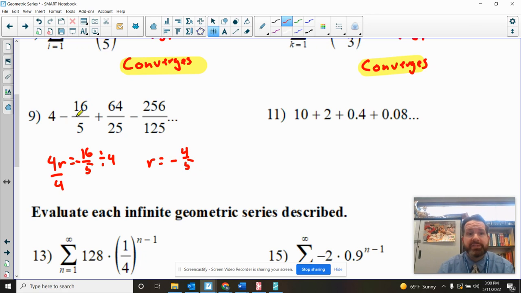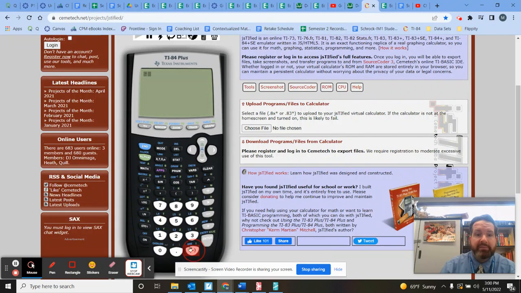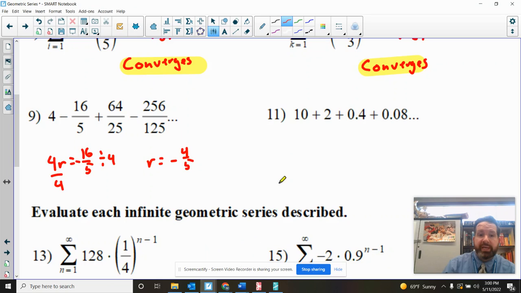So all I did, I took this term here, divided by this term there. If you're more comfortable doing that on a calculator, you certainly can. -16/5, and then divide by 4 gives you that same common ratio of -4/5. Decimal version is okay as well. What we then know, absolute value of this, well, that's less than 1. Therefore, this series converges.